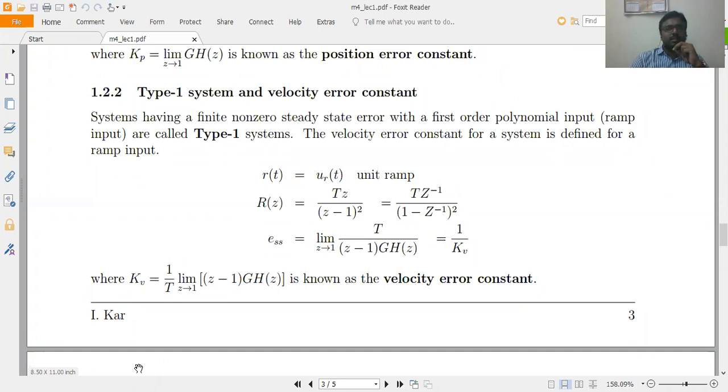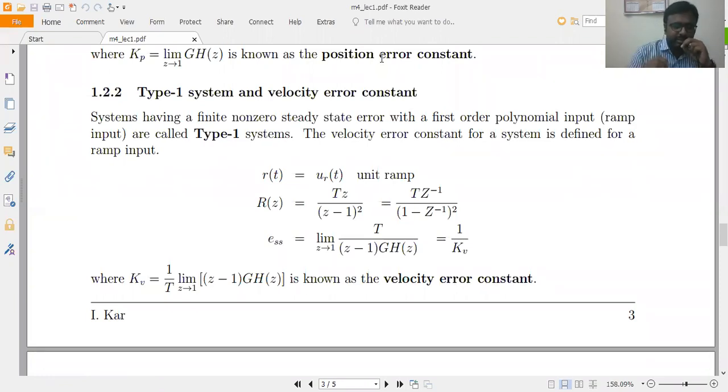The type 0 systems were simply called the systems which take the step function as an input. Similarly, these type 1 systems are called the systems which take the ramp function as an input. The systems which take a ramp function as an input are called type 1 systems.